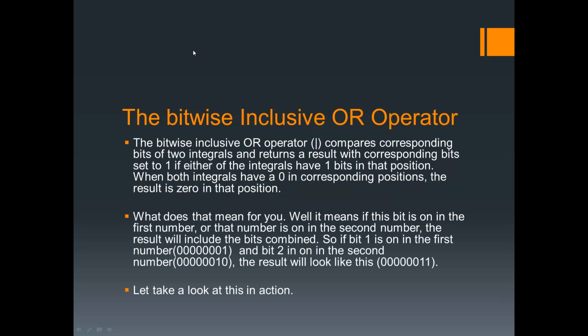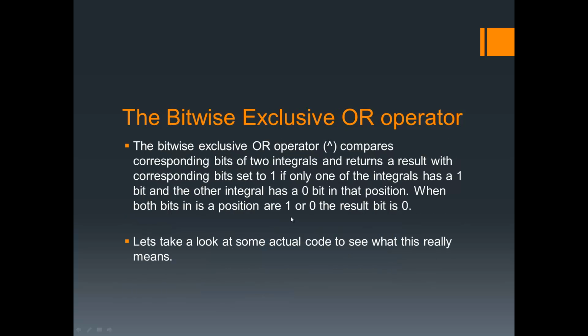All right, the bitwise inclusive or operator compares corresponding bits of two integrals and returns a result with corresponding bits set to 1 if either of them have the 1 bit in that position. When both integrals have a 0 in the corresponding position, the result is 0. What does that mean for you? Well, if this bit is on in the first number, or that bit is on in the second number, the result will include the bits combined. So if bit 1 is on in the first one and bit 2 is on in the second one, your result will look like this. So your number would actually be 3 if you wanted to print it out to the screen. Let's go ahead and take a look at that.